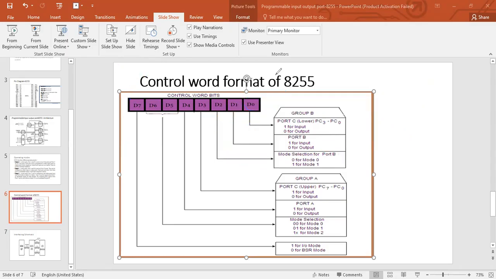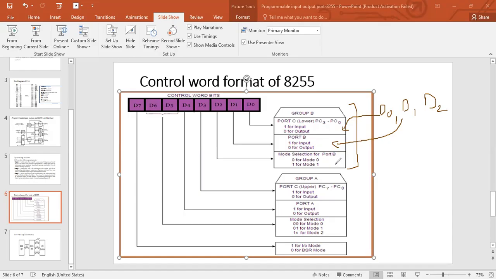So in this way, the group control signal for group B is generated by using only 3 bits of the control word: D0, D1 and D2. D0 gives the indication about port C, whether it is input or output. D1 gives the indication about port B. D2 gives the indication about the mode of working or operating mode.